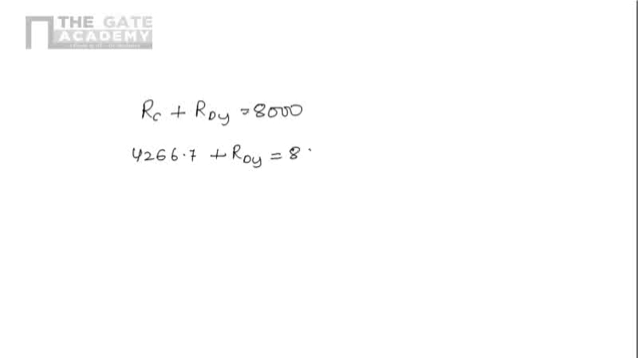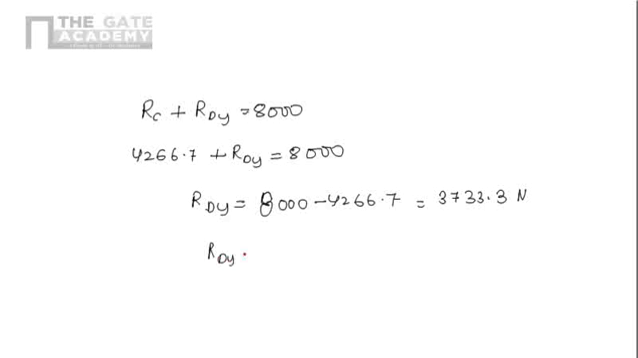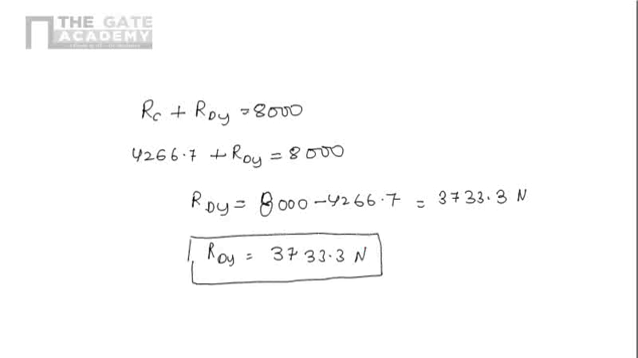So I can write 4266.7 plus RDY equals to 8000. So RDY will be 8000 minus 4266.7 equals to 3733.3 Newton. So the value of RDY is 3733.3 Newton. So now we have calculated the reactions at the supports C and D.